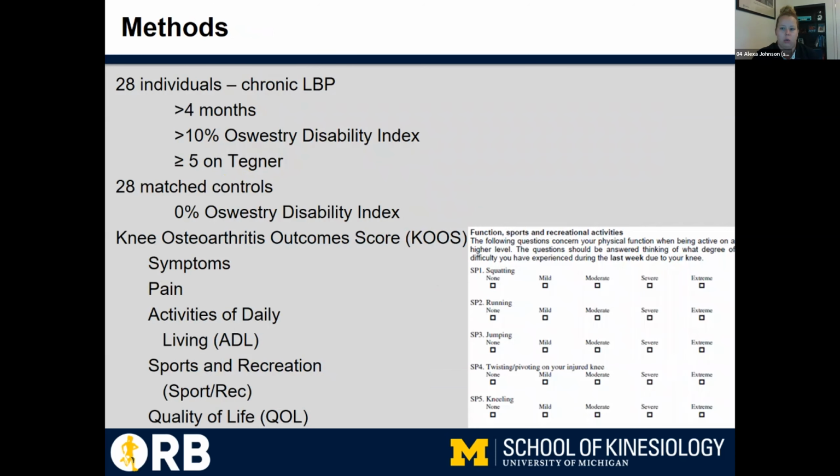We recruited 28 individuals with chronic low back pain, defined by experiencing pain for greater than 4 months, and they had to score a minimum of a 5 on the Tegner Physical Activity Scale to identify as active. And we had 28 matched controls in terms of age, sex, weight, and activity level. Everybody completed a Knee Osteoarthritis Outcome Score, also known as the KOOS. It's a patient-reported outcome that quantifies knee function in 5 different areas of life, including symptoms, pain, activities of daily living, quality of life, and sport and recreation.